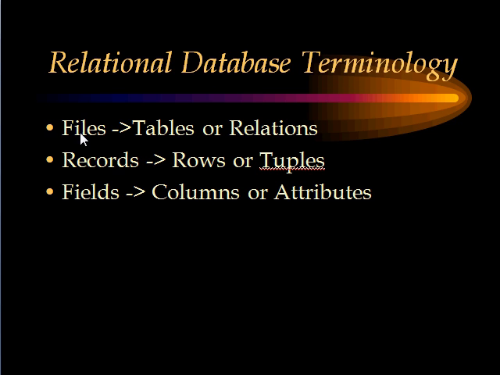Files, for example, are called relations in relational databases, and the users call it tables. Records are called tuples by the designers, and the users call it rows. And fields are called attributes by the designers, whereas the users will call it the columns.